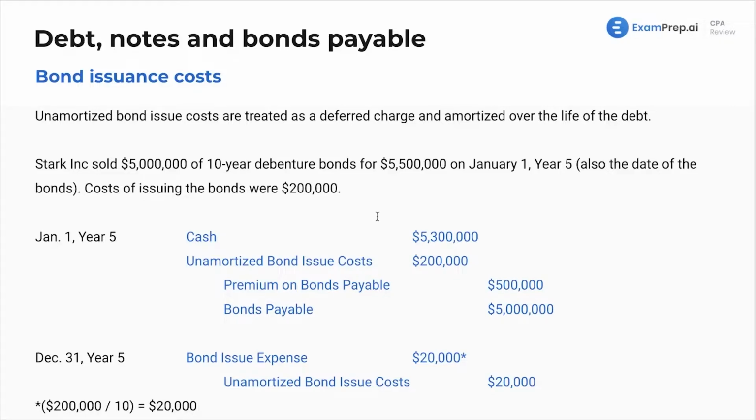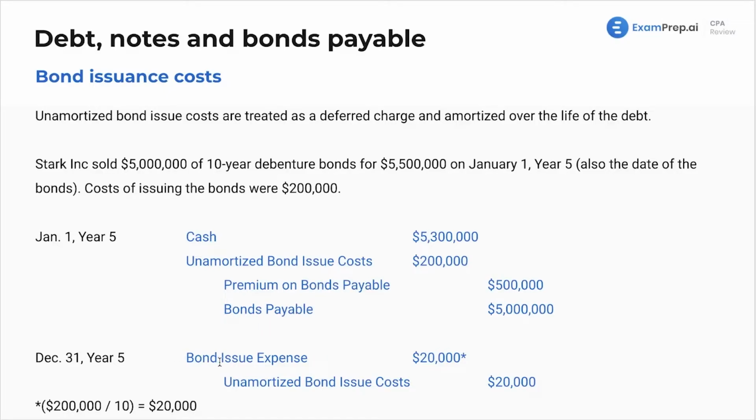Well, you see right here, unamortized bond issue costs. That is going to be a debit. It's kind of like an expense, right? This is the treatment here. It's going to be a reduction from what you get in your cash. So yes, you should have gotten 5.5 million cash, but you didn't, right? 200,000 were for costs. That's how we account for it here. Premium on bonds payable and bonds payable.